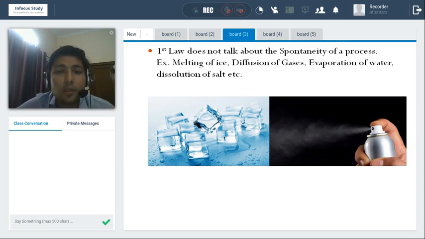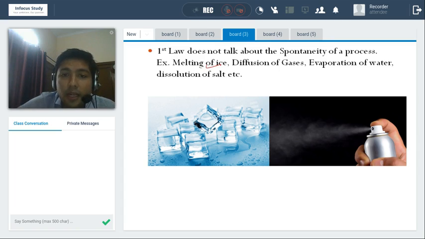So let's talk about the second limitation. The second limitation is that the first law does not talk about the spontaneity of a process. So what is spontaneity? Spontaneity or feasibility is the same thing. It means whether a process is going to happen on its own or not. For example, melting of ice. If you keep ice outside, what will happen? It will start melting on its own.